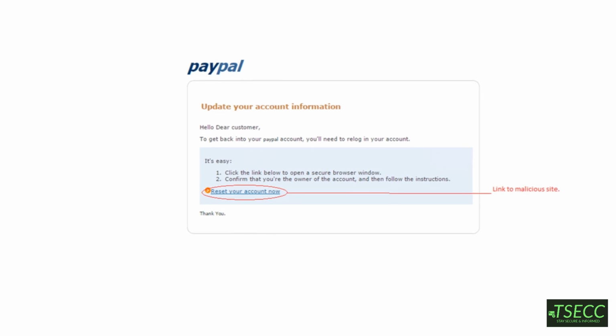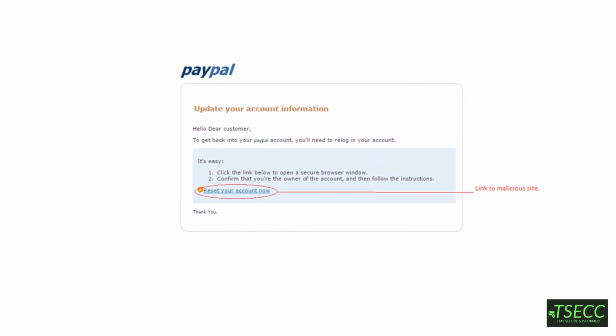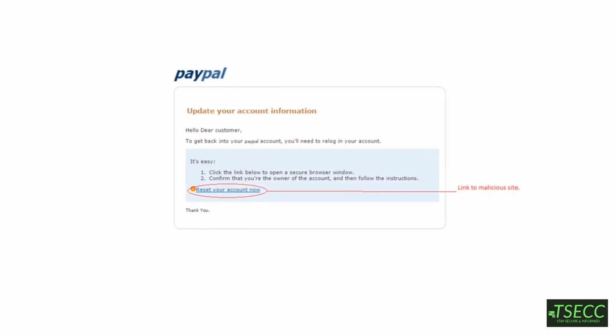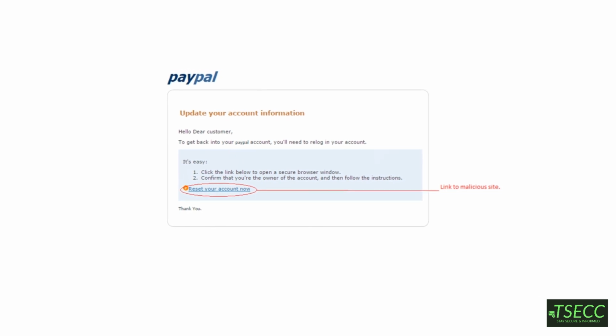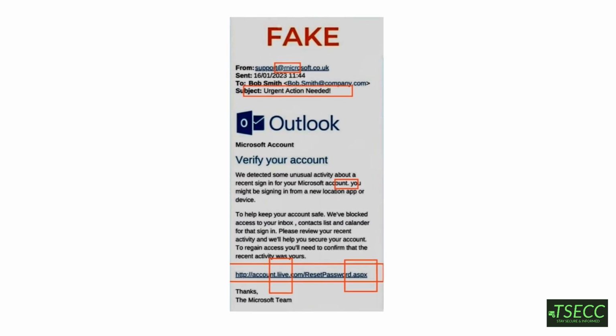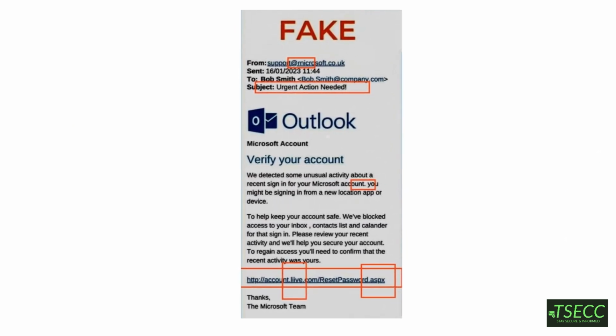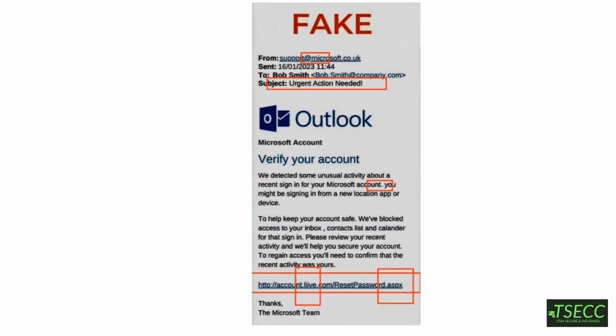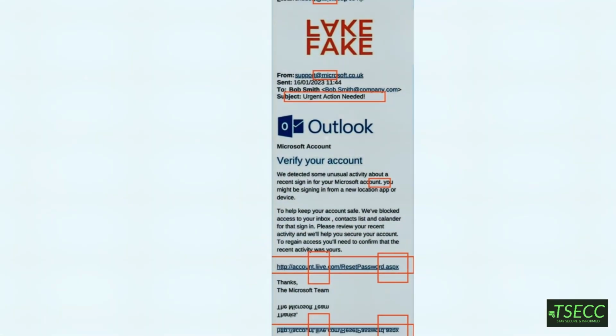Next up, greetings. If an email starts with "Dear Customer" instead of your name, that's a clue. Companies usually personalize emails, so a generic greeting is a red flag. Pay attention to the language. Misspelled words and grammar mistakes, big warning sign. Real companies proofread their emails, phishing scammers not so much.